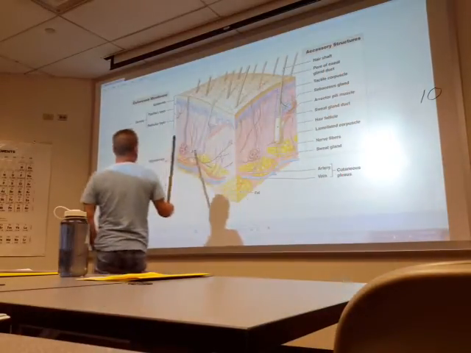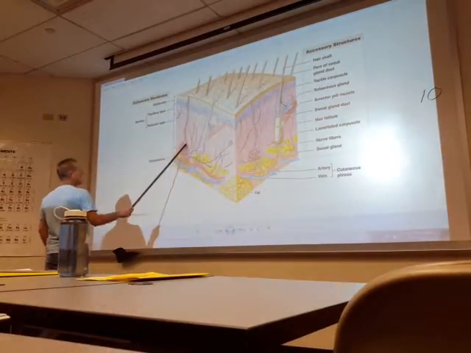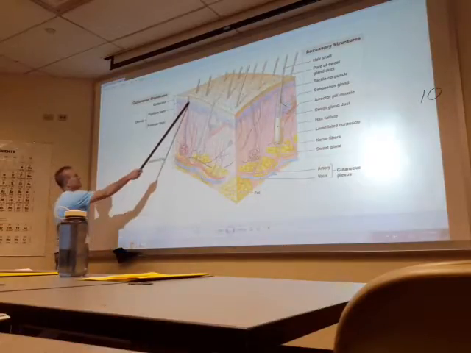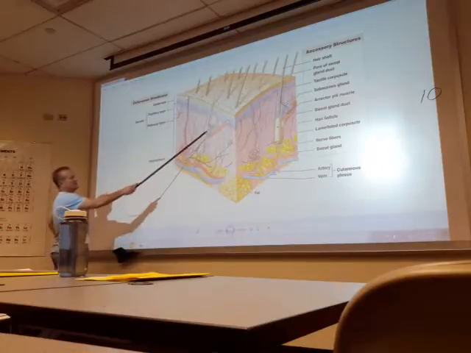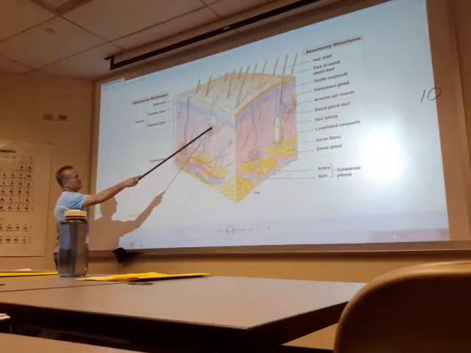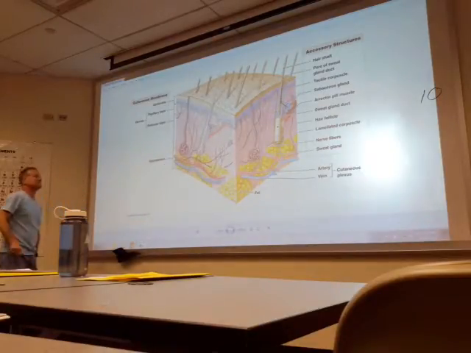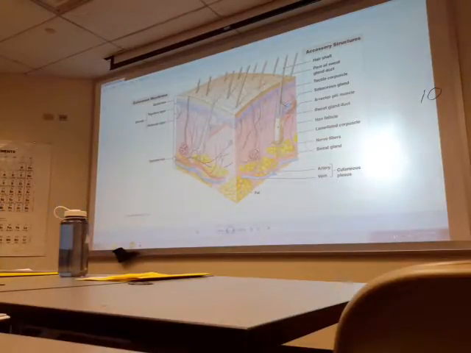The sudoriferous glands are called coiled tubular glands. That's exactly what they look like, a tube that's coiled. The sebaceous glands, the oil glands, are branched, and the word is acinar, which means they're vase-shaped.